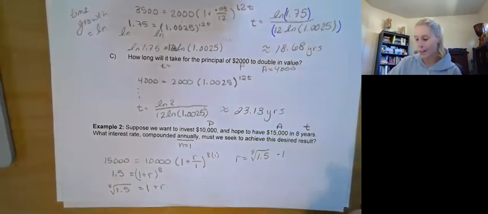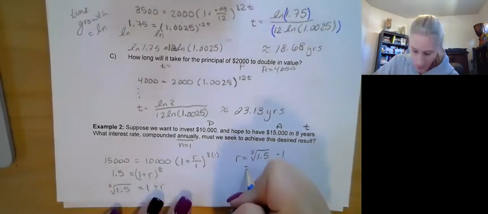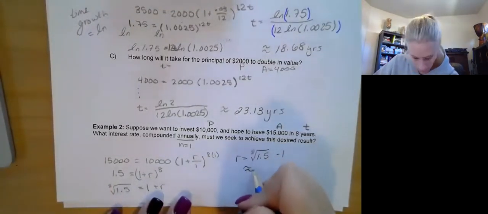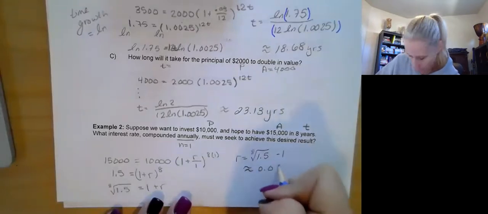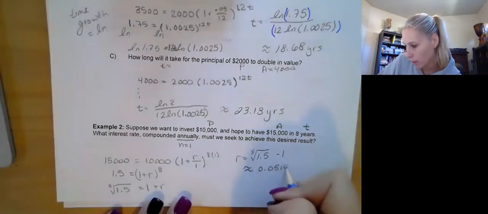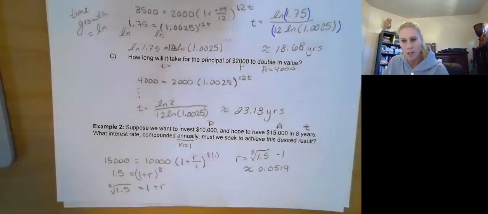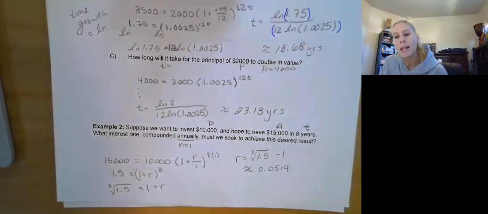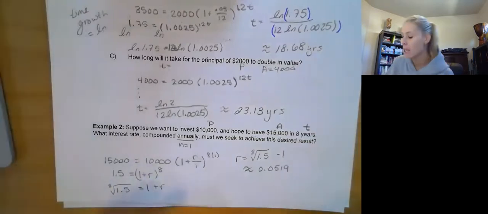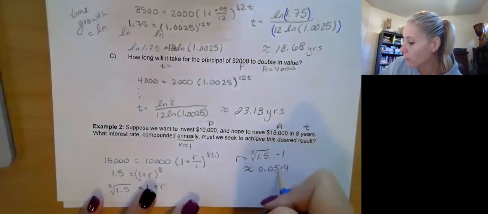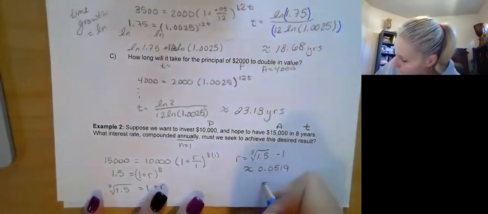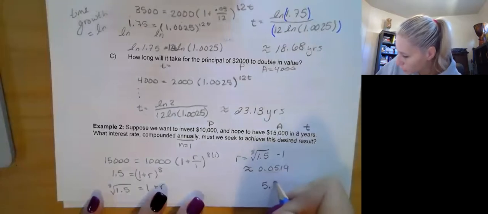Now we can do that in our calculator. We end up getting approximately 0.0519. I'm going out long. This is why. Because you would never say 0.0519. We have to change that back into a percent, right? Because that's our unit, is a percent. So that means we move it over twice and we get 5.2%.